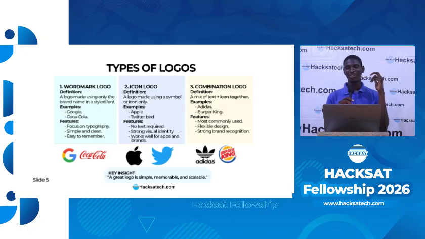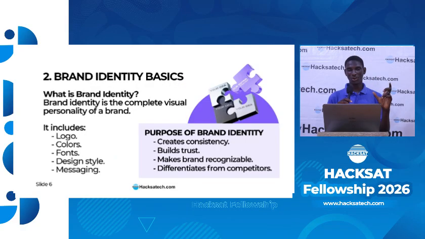Okay. What about Twitter, the former Twitter logo we had before X? It's an icon logo where it's just a symbol. Apple uses an apple as a symbol. Twitter used a bird that used to tweet as a symbol. So it does not need any text. It has a strong visual identity, and it works well for apps and brands. This is why we use an icon logo.